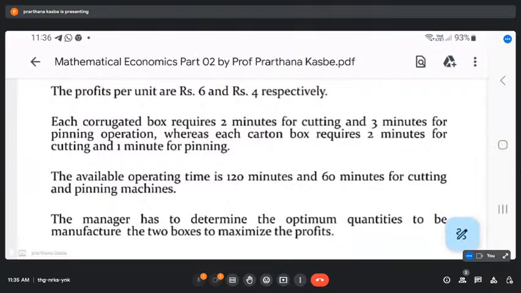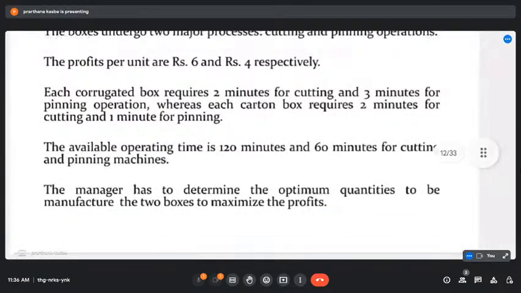So both the conditions are given in the particular example. The available operation time is 120 minutes and 60 minutes for cutting and pinning. म्हणजे 120 minutes हे तुम्हाला कटिंगसाठी दिलेले आहे आणि पिनिंग मशीन पिनिंगसाठी 60 minutes दिलेले आहे. The manager has to determine the optimum quantities to be manufactured of the two boxes to maximize the profit.